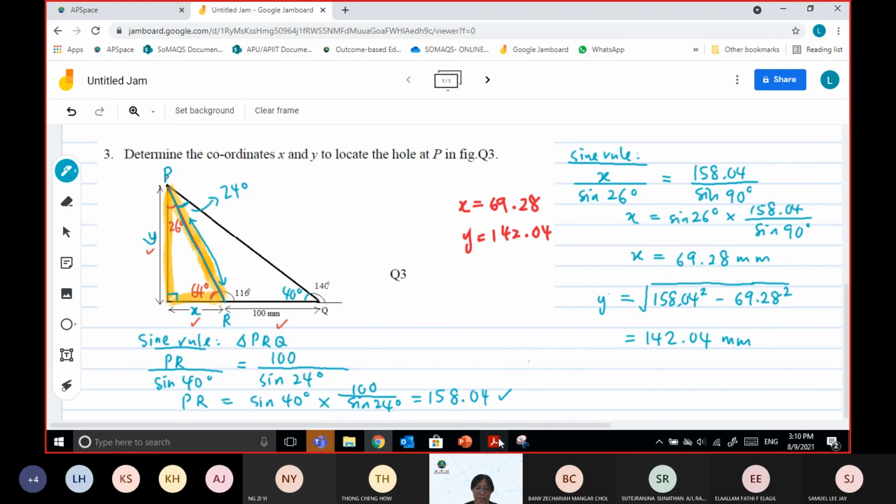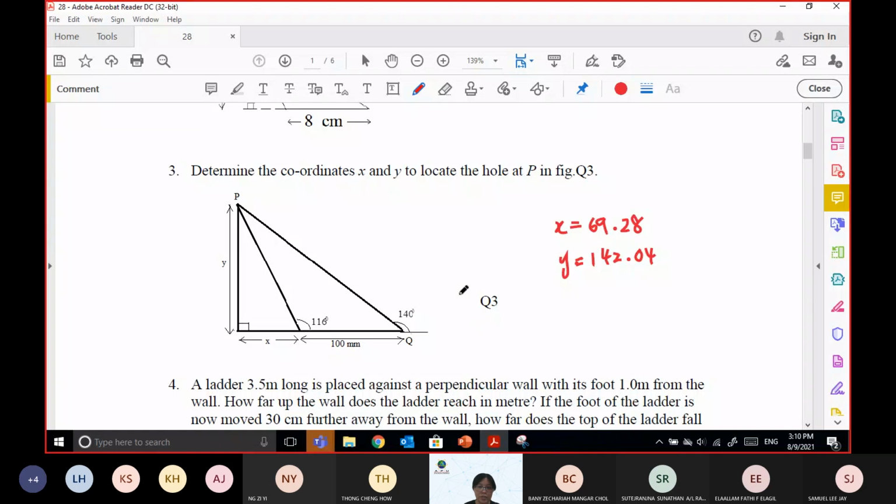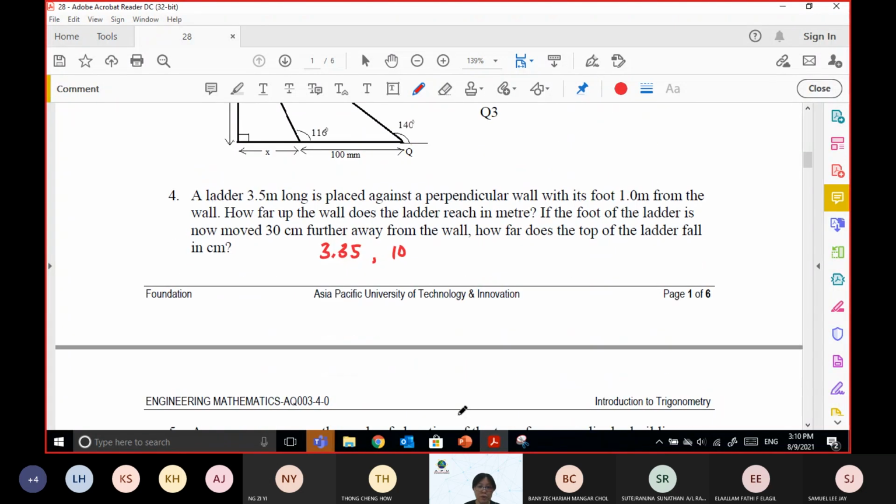Okay, next, is that clear so far, students? Number 3, clear? Yeah, clear. Yes, clear, miss. Okay, so then we'll move on to number 4.